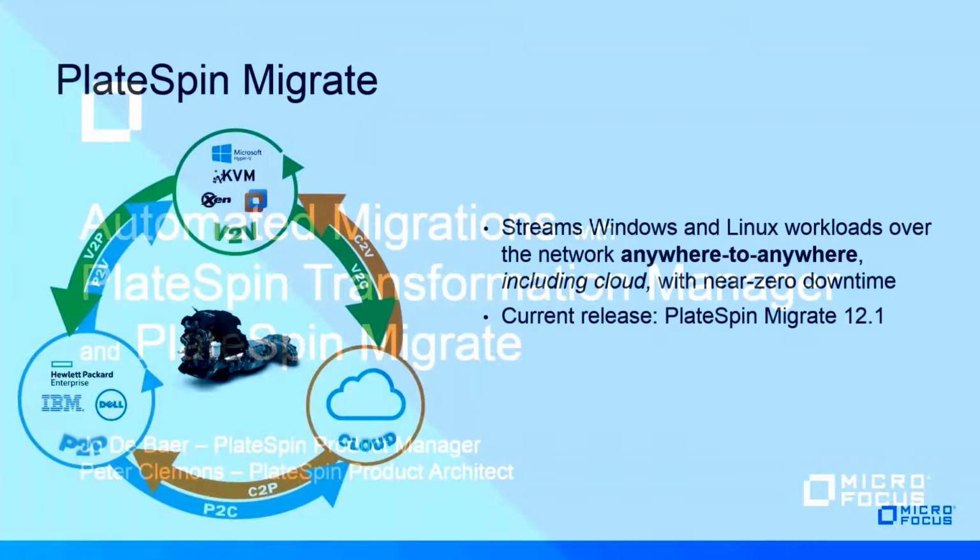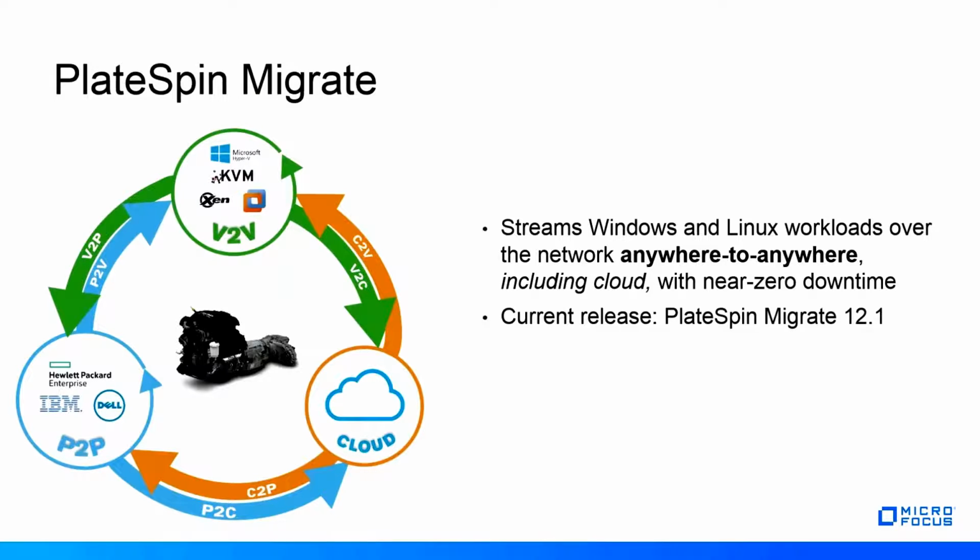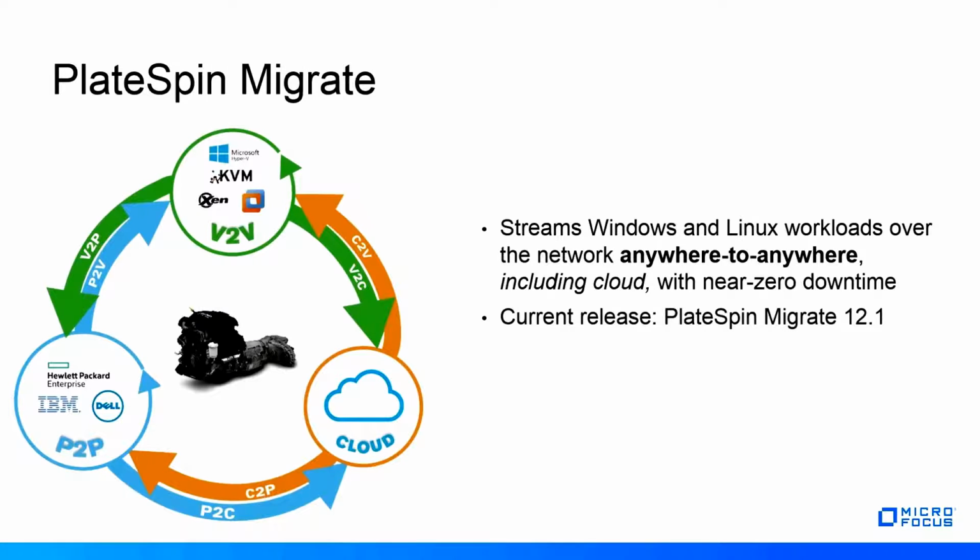So we're first going to set the stage a little bit. Most of you are probably familiar with our product PlateSpin Migrate. It's been on the market for quite a long time, and it's our tool to stream Windows and Linux workloads over the network from any platform to any platform, including the cloud, and we do that with near zero downtime. Currently, we are at the PlateSpin Migrate 12.1 release. And PlateSpin is very much the tool that the industry has been using for a long time to do those workload migrations, again, from any platform to any platform.